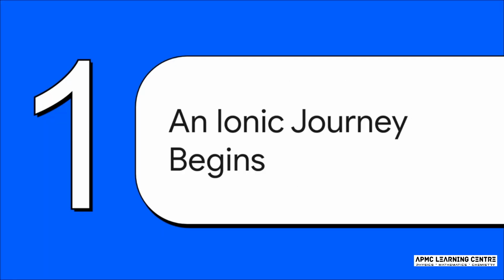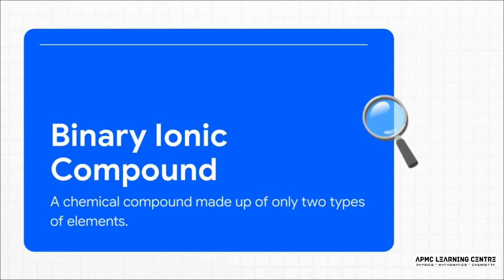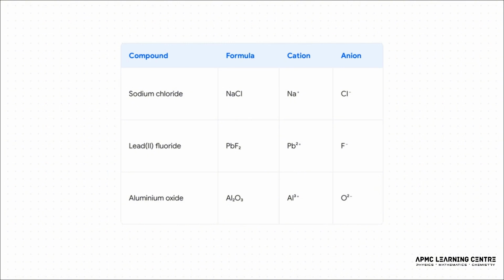All right, so our journey is about to begin, but before we hit the road, we need to meet our travelers. And in this story, the travelers are the ions. Now we're specifically talking about what chemists call binary ionic compounds. Don't let the name scare you, it's a really simple idea. Binary just means two, so it's a compound made of only two different elements that have bonded together. That's it.